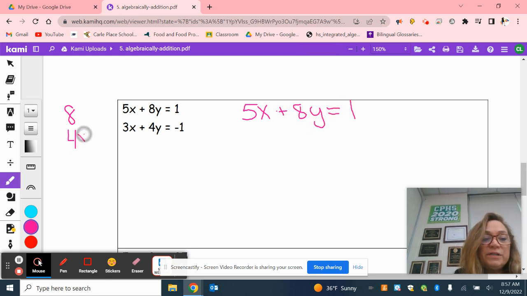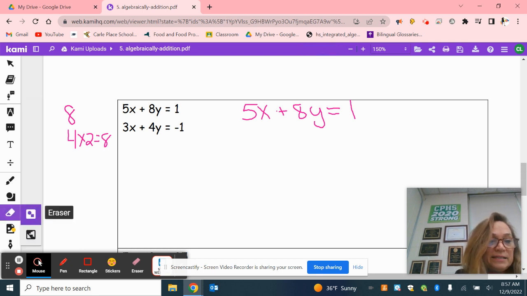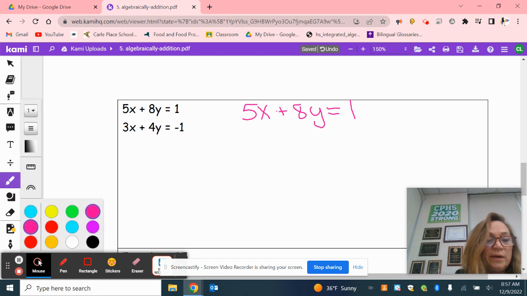Because if I do 4 times 2, I will get 8. So my thought is that I'm going to multiply the bottom equation by a 2. All right, so I'm just going to erase that because it got a little bit too close. All right, but that's the idea. So I'm going to multiply the bottom equation by a -2. Now I know I had said 2, but it's really a -2 because I want a -8.